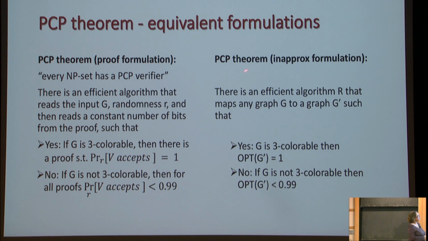And this is equivalent to the approximation formulation. And here the statement is what we had in the previous slide. There is some efficient gap-producing reduction R that takes any graph G to a new graph G prime. And the property is that if G was 3-colorable, still G prime is 3-colorable. But if G is not 3-colorable, then G prime, any coloring will violate 1% of the edges. Now, what is the connection between these two things?